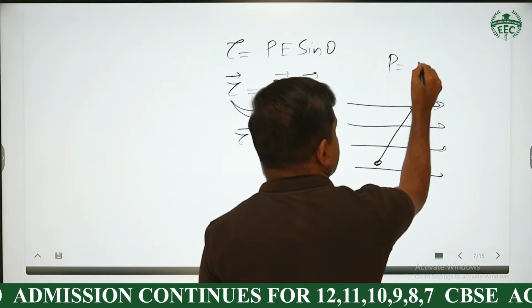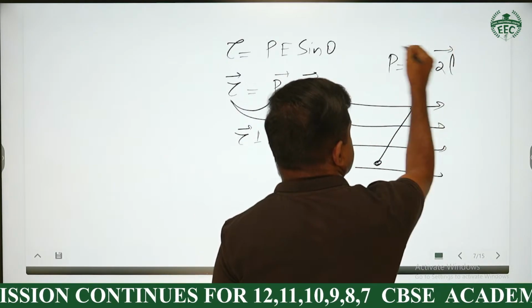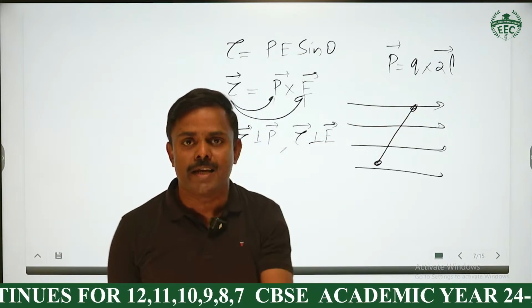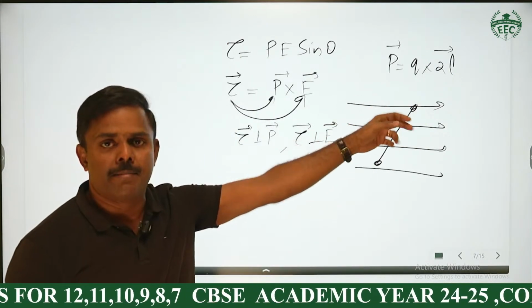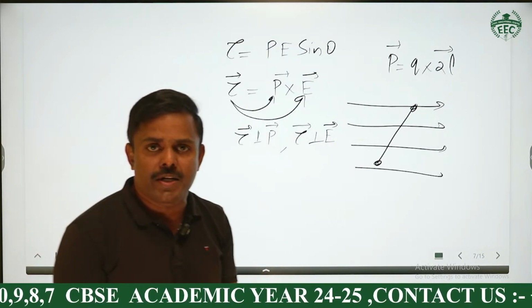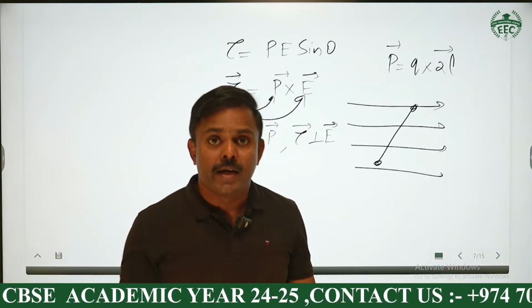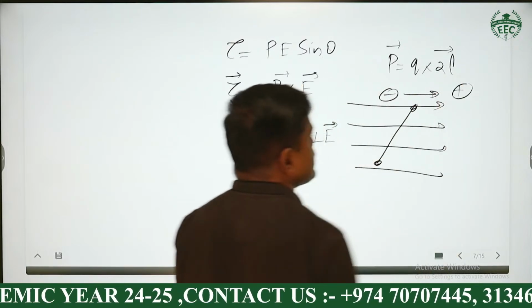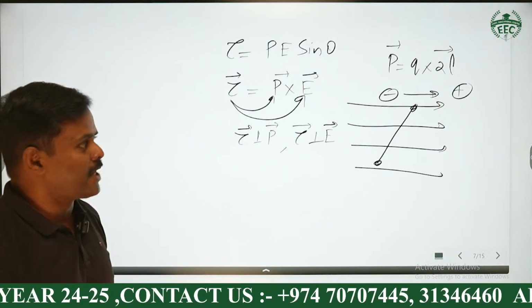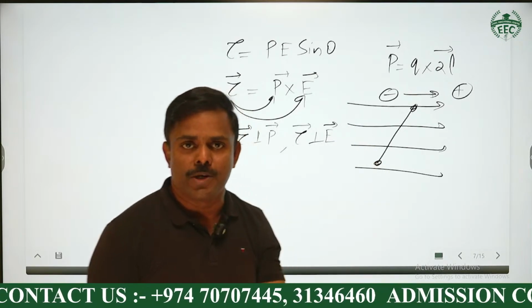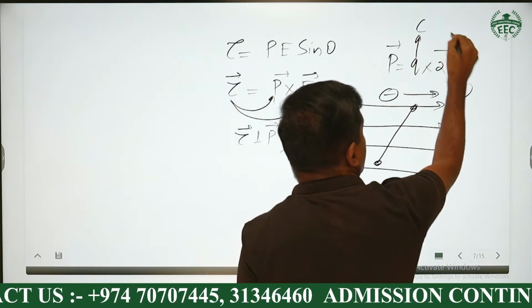And dipole moment is what? One of the charges multiplied by the distance between the charges. Many times in examination, this question has come: define dipole moment. Direction: conventionally, anywhere in the world, the direction of dipole moment is taken from negative to positive charge. Unit is coulomb meter.